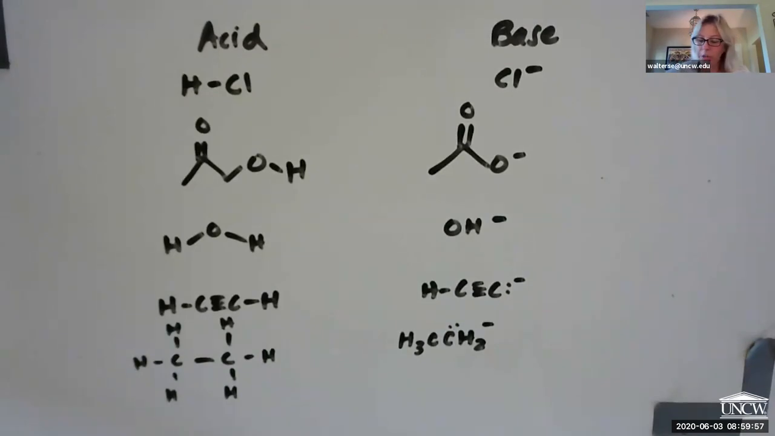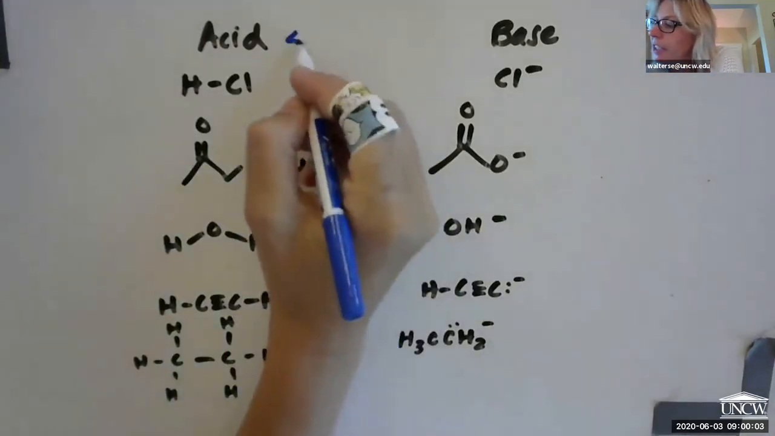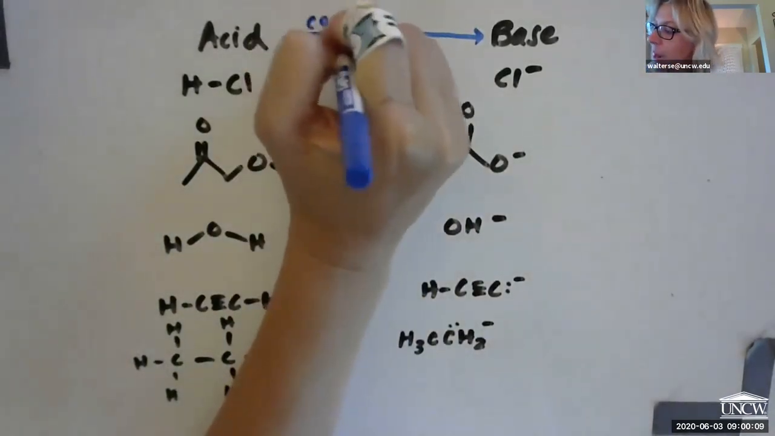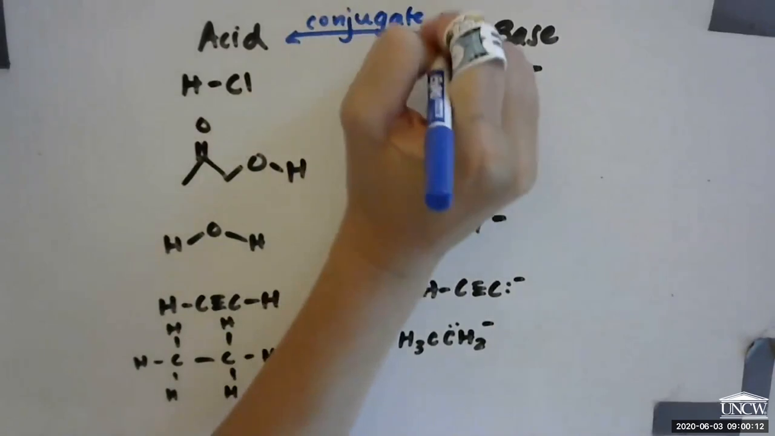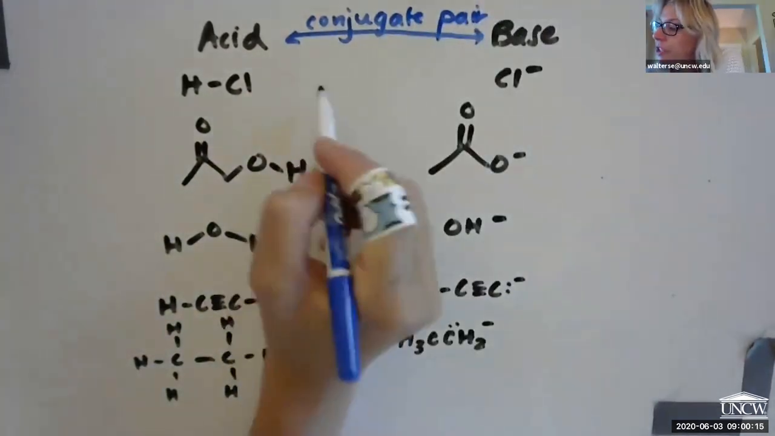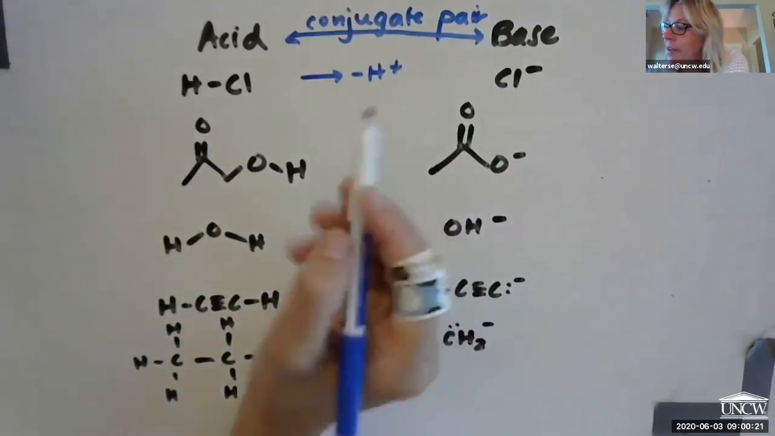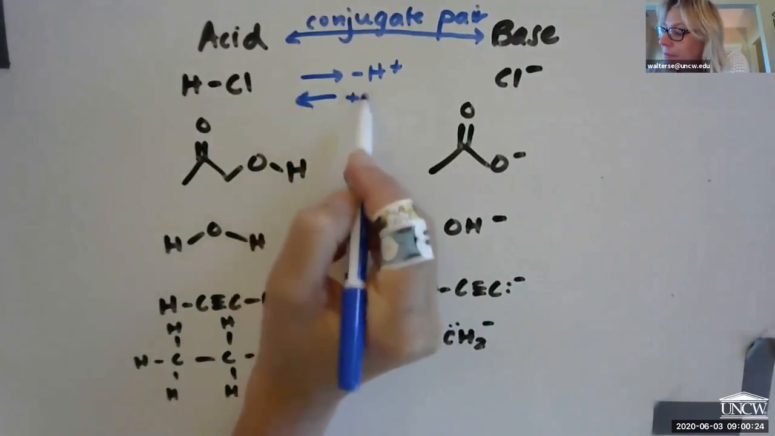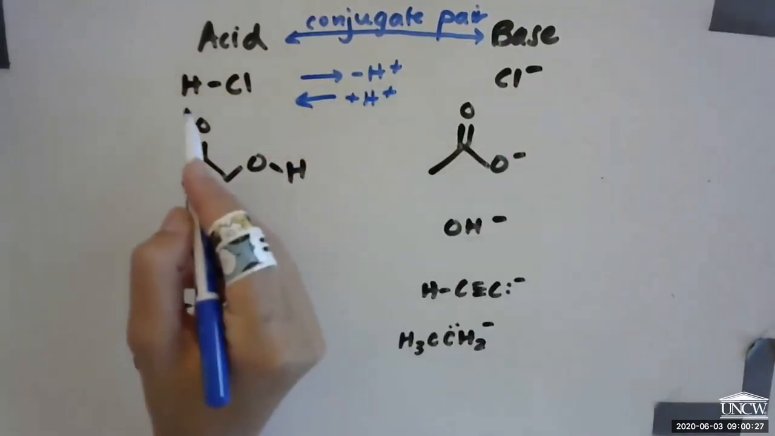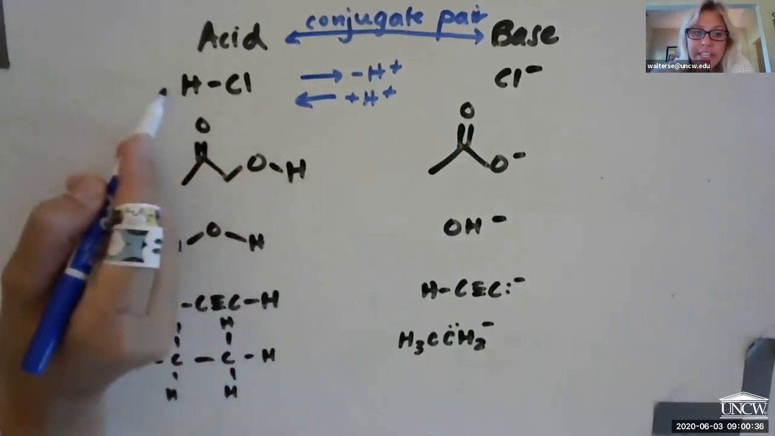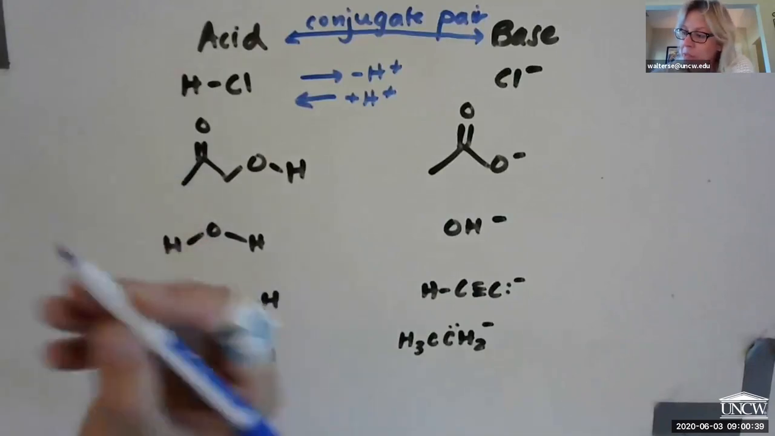Okay, so when you look at an acid-base chart, the things that are given from this side to this side represent a conjugate pair. So if the species is going to lose a proton, it'll go from the acid side to the base side. If it gains a proton, it'll go from the base side to the acid side.